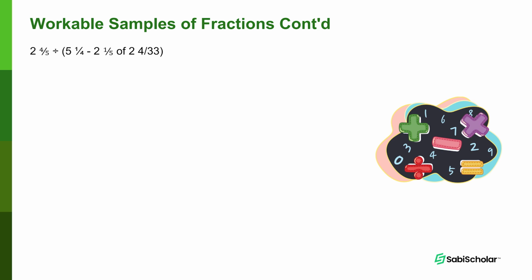whole number 1/5 of 2 whole number 4/33. So again, the first thing we'll do is to convert the mixed fractions to improper fractions by multiplying the whole number with the denominator, then adding the numerator to it, then we place the result over the original denominator. That will be 14 over 5 divided by 21 over 4 minus 11 over 5 of 70 over 33.